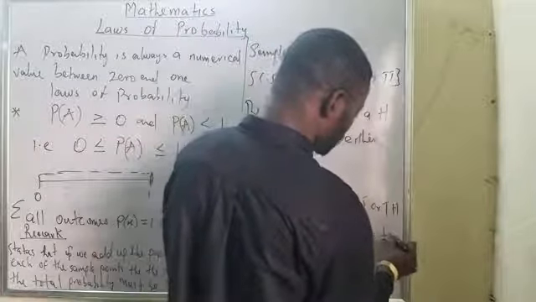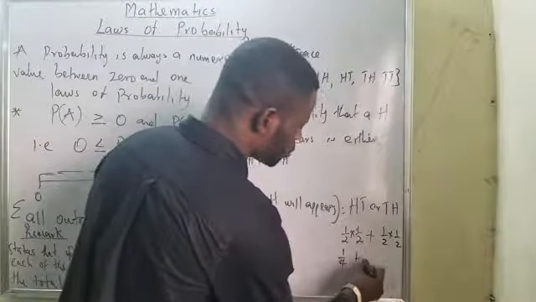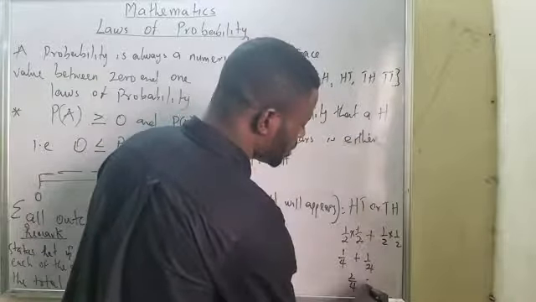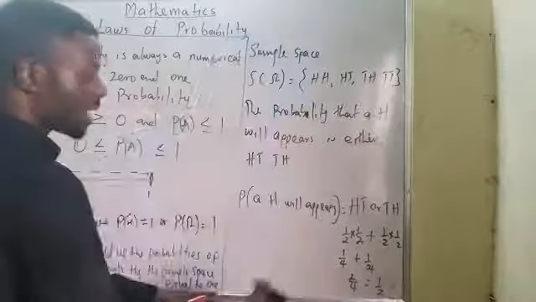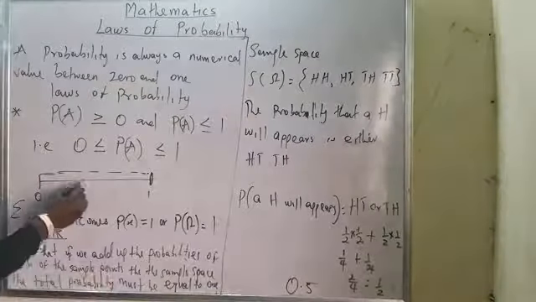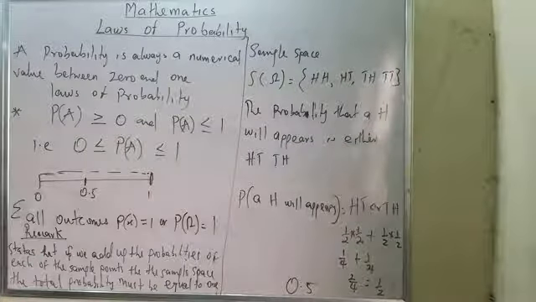1 over 2 multiplied by 1 over 2 gives me 1 over 4, plus 1 over 4, which gives 2 over 4, which is 1 over 2. Now, you can see that when I divide, it is 0.5. Back to the number line, it's here, 0.5. That is the middle way between. That is what you need to understand.